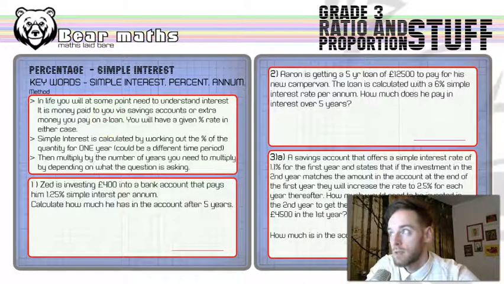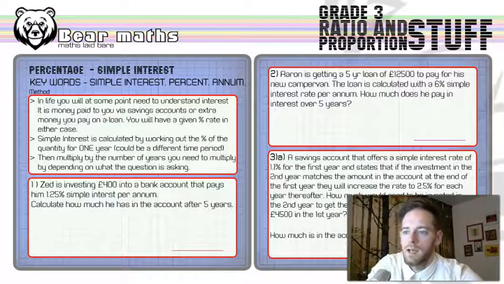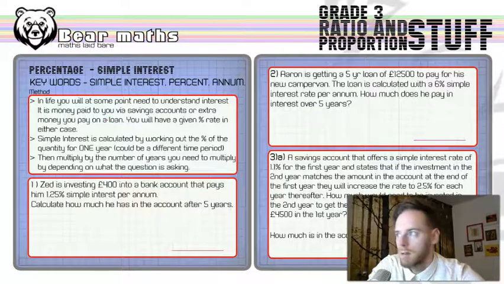This video is on percentage and simple interest. So the keywords are simple interest, percent and annum. Simple interest is something that you can either pay on a loan and it's calculated on a specific time period, or it's something that you can earn if you've got money in a savings account. So it's a type of interest.